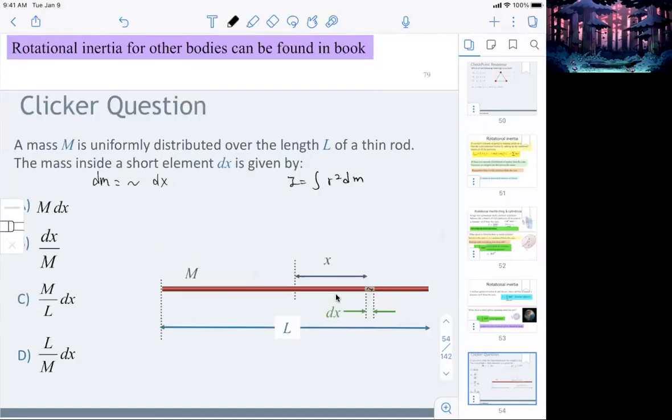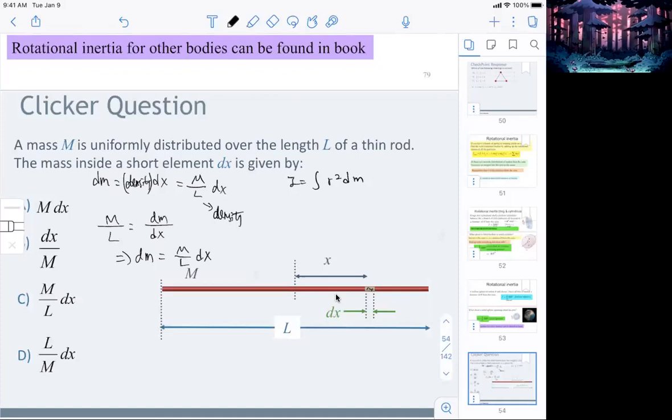I'm very glad that we've done some of this before. I'm glad that you chose the correct answer, which is M over L times dx. You can get this by looking at the proportion: the entire rod has mass M and length L, and you're taking a small chunk of it, a small distance. The mass contained in that small distance is M over L times dx. You can also view this quantity as a mass density: the total mass over the total length, a linear density of the rod.